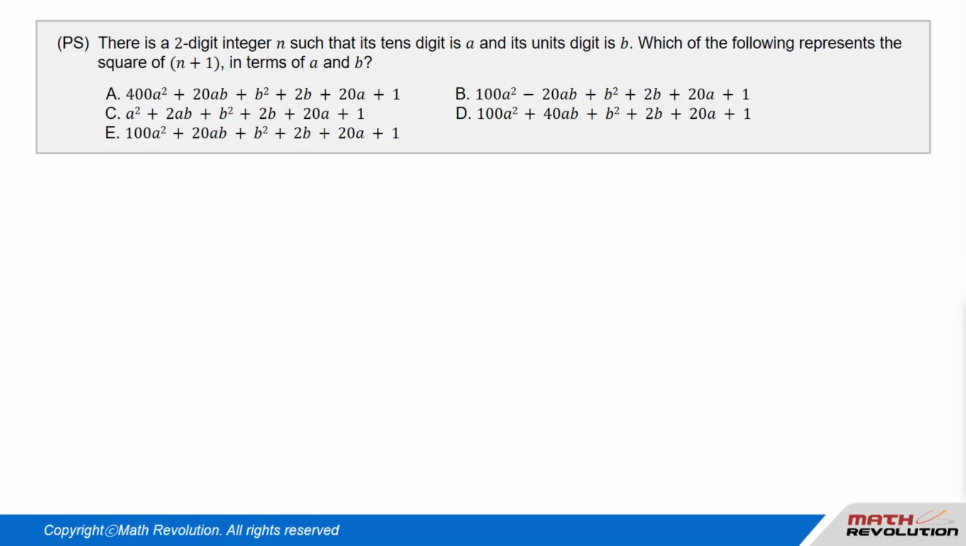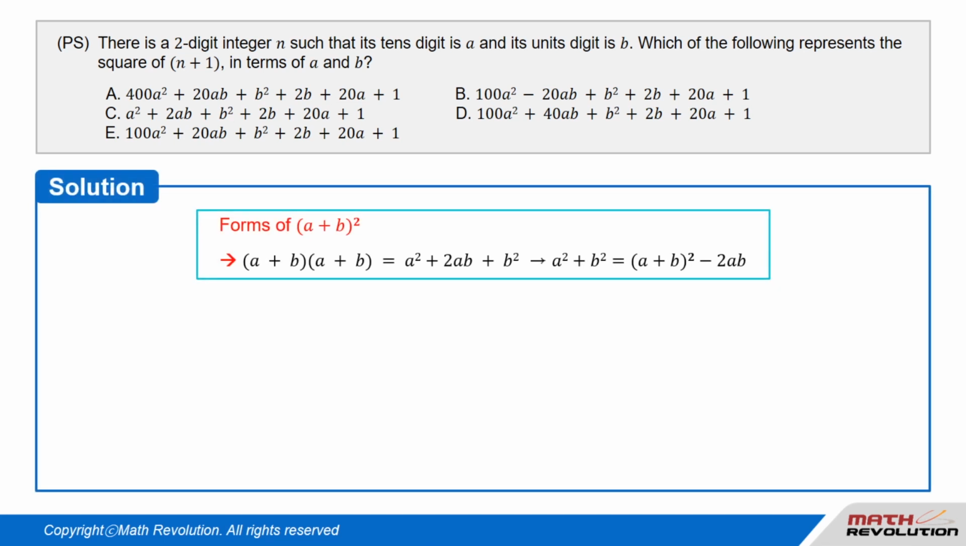Question. There is a two-digit integer n such that its tens digit is a and its units digit is b. Which of the following represents the square of n plus 1 in terms of a and b?